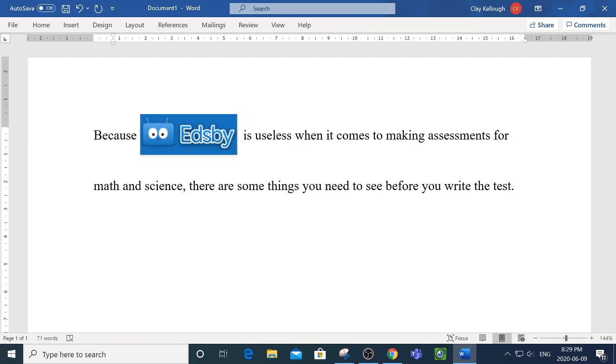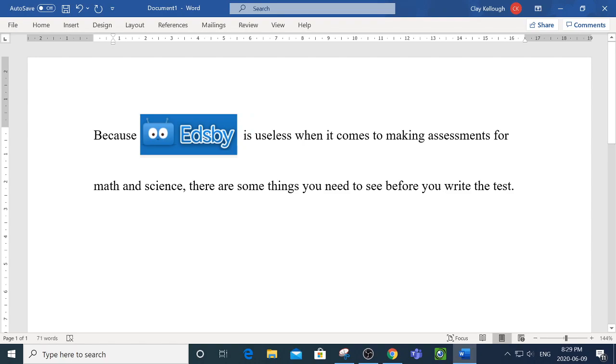Now, what I found is that Edsby is not particularly useful. I mean, Edsby has its things that it's good at. I do like it as an attendance program. It's better than the old one we had. I do like some of the other things about it, but when it comes to making tests, you'd think they didn't know what math and science is. I'll show you what I mean in a sec.